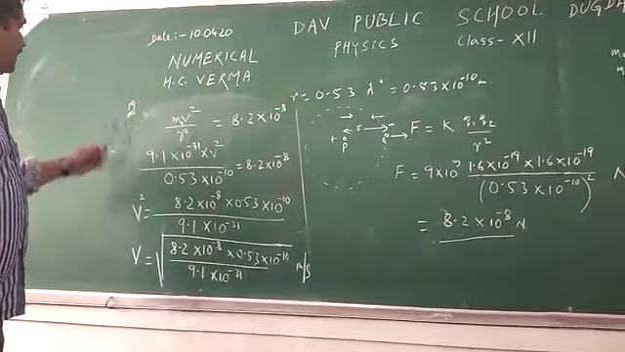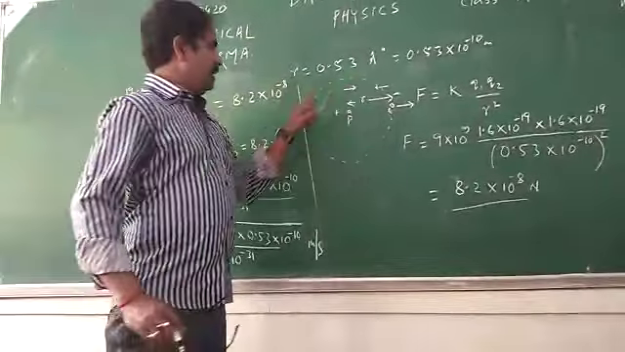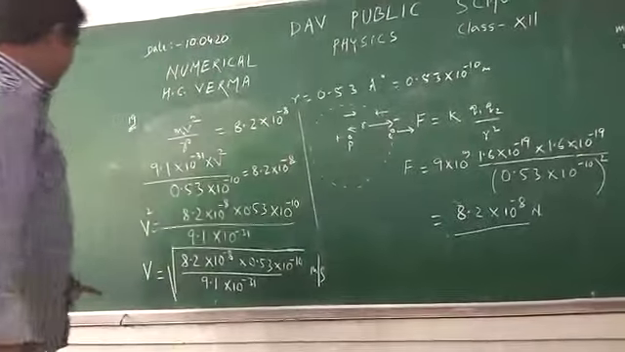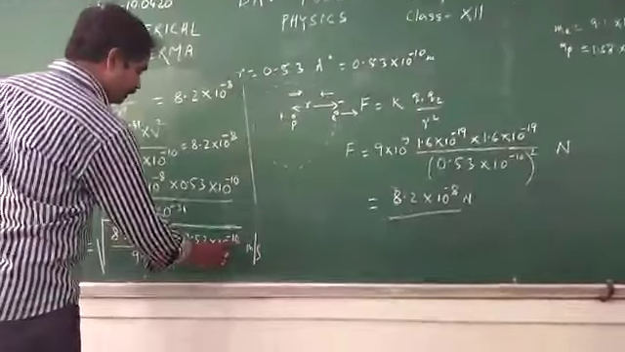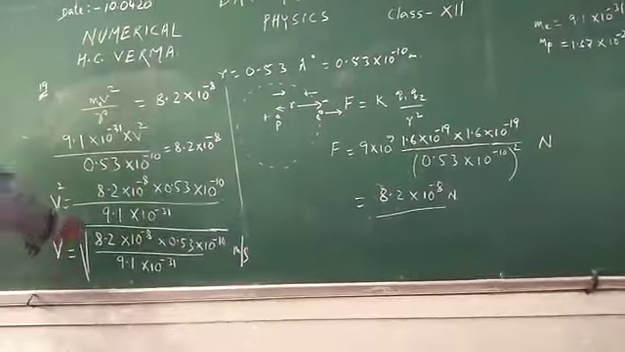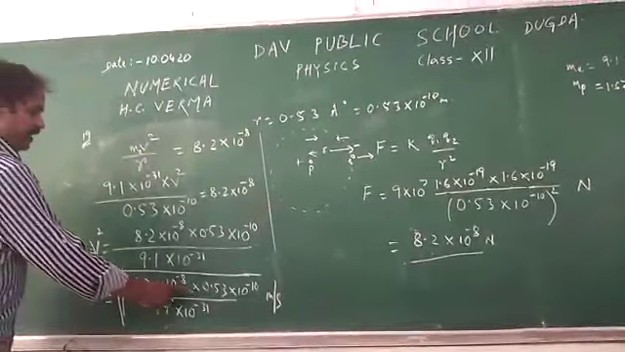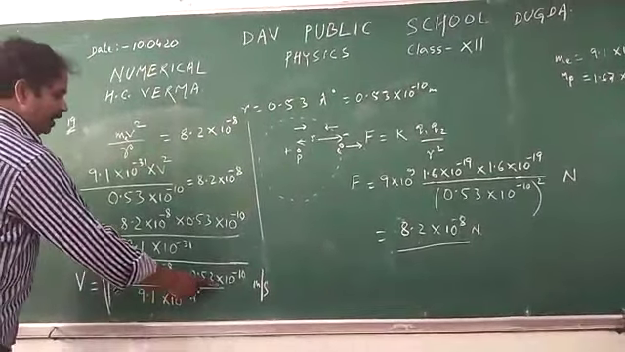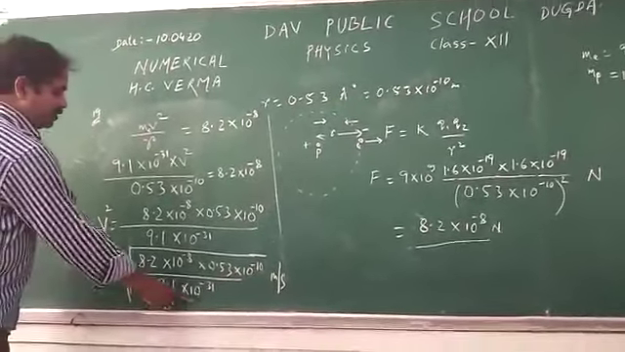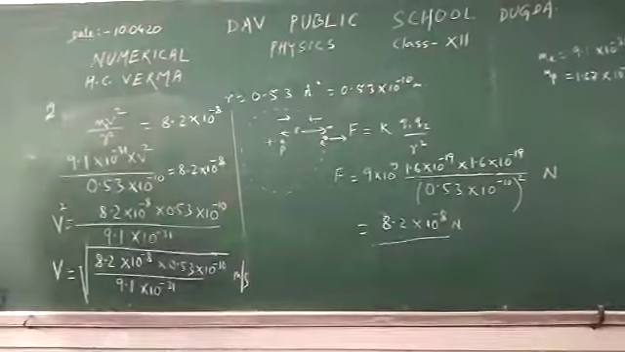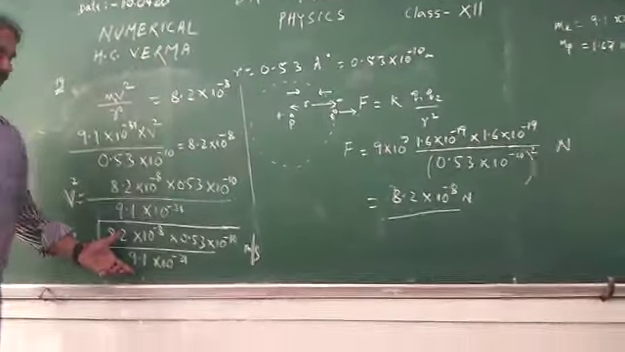So in question number 19, the speed of the electron is asked, and the speed of the electron which we found is the square root of 8.2 into 10 to the power minus 8 into 0.53 into 10 to the power minus 10 divided by 9.1 into 10 to the power minus 31. So calculate very carefully and you will get the answer.